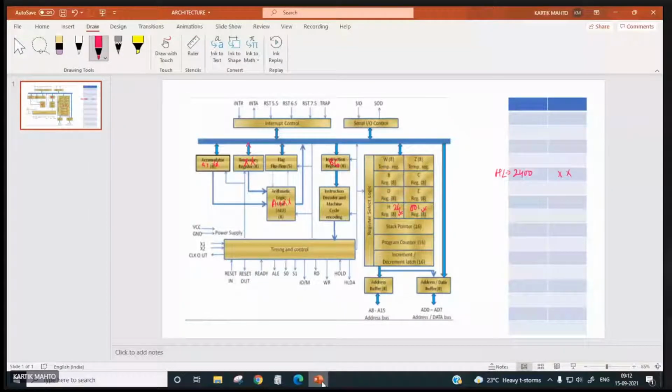Discussed in last class, right? Suppose ADD M is being executed. The corresponding opcode for ADD M is 86. If it is fetched from memory and is here, then this 86 will be decoded by the instruction decoder and machine cycle encoder. Then the processor will understand that the content of memory location 2400H, which is pointed to by the HL pair, will be fetched into the processor.